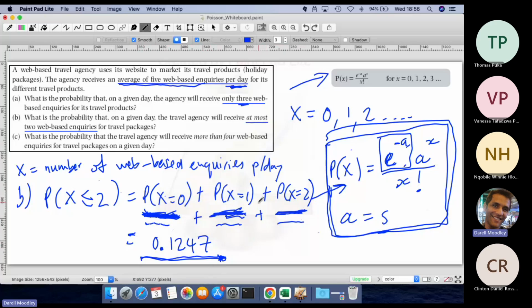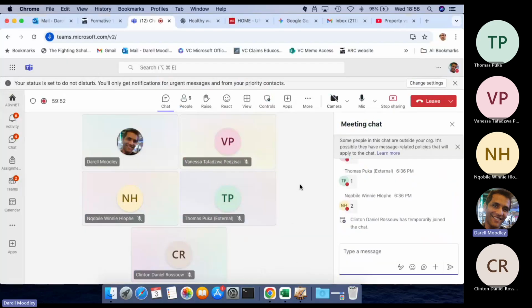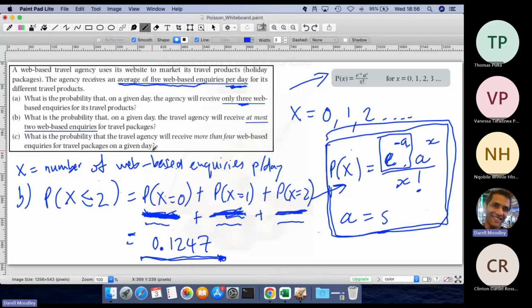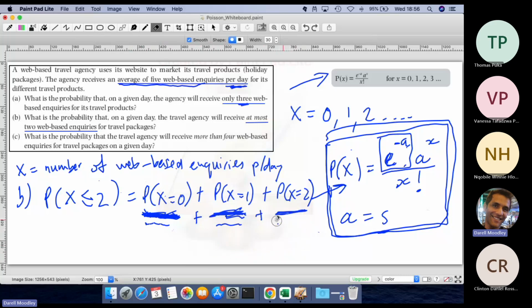I'm going to check the chat for any questions. Anything anyone's unsure about? Okay. The last question. Now, the last question is a bit tricky, so I really need you to follow what I'm trying to do here. You really need to tell me if you're not understanding this. Now's your chance to tell me whether you're understanding this concept. Let me get to the question and I'll talk you through the solution.